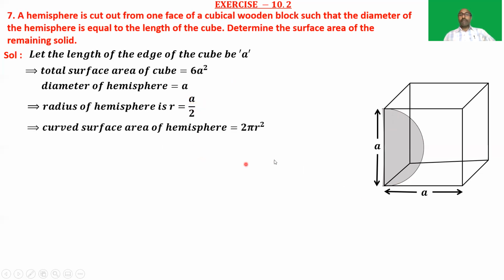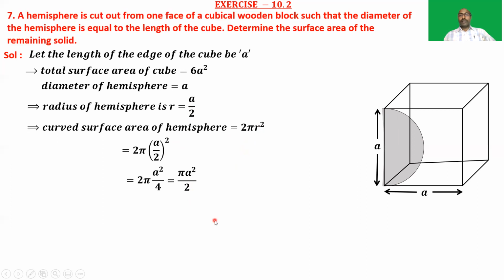Now the curved surface area of the hemisphere is 2 pi r square. As we know, the curved surface area of a hemisphere is 2 pi r square and r is equal to a by 2. So 2 pi into (a by 2) whole square, that is 2 pi into a square by 4. So we can write it as pi a square by 2.